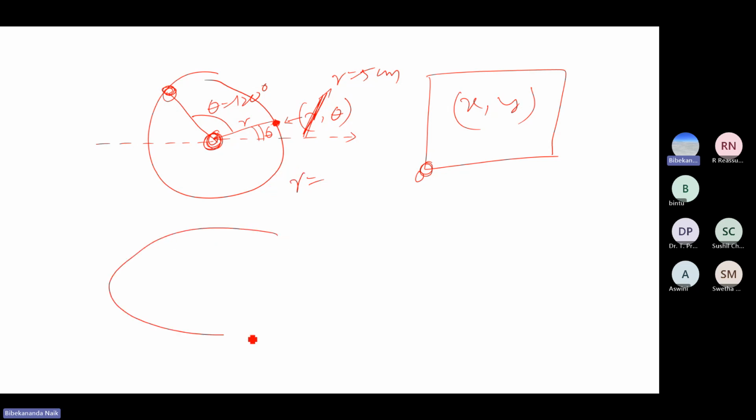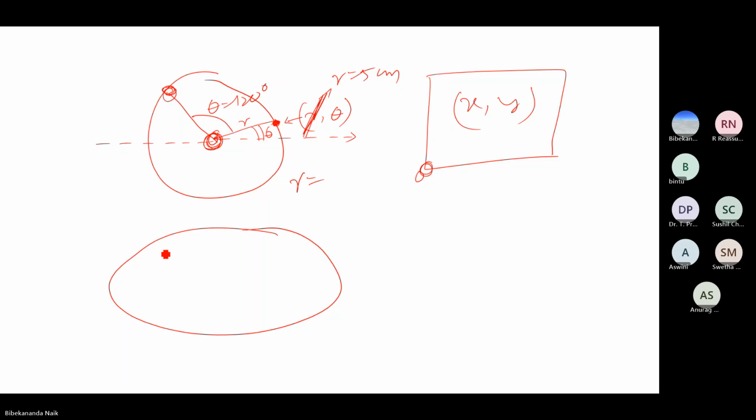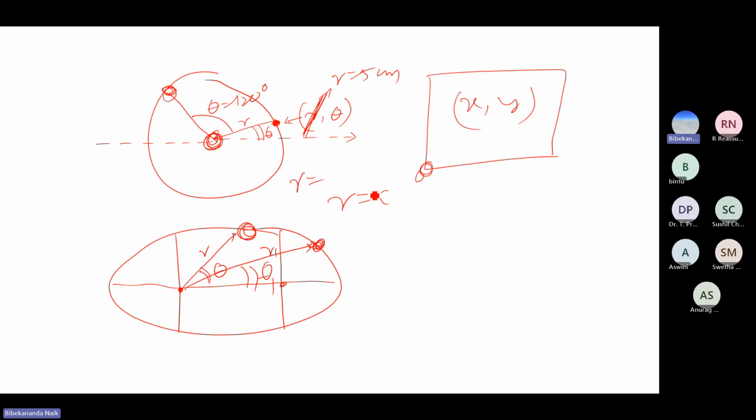But if you consider an ellipse, then it has both a major radius and a minor radius. These are the two foci. Suppose the object is here. So there is a distance r and there is an angle theta. Then suppose the object is here. So there is a distance r1 and this angle is theta 1. So here r is not constant.